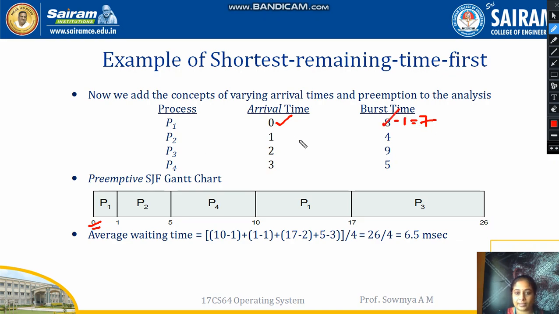At the 1st second, has any process arrived? Yes, P2 has arrived. Now compare 7 with 4. 4 is shorter, so P1 goes to the waiting state and P2 starts execution. At the 2nd second, P2's time has reduced from 4 to 3, and P3 has arrived. Compare 3 with 9. P2 has the shortest time.